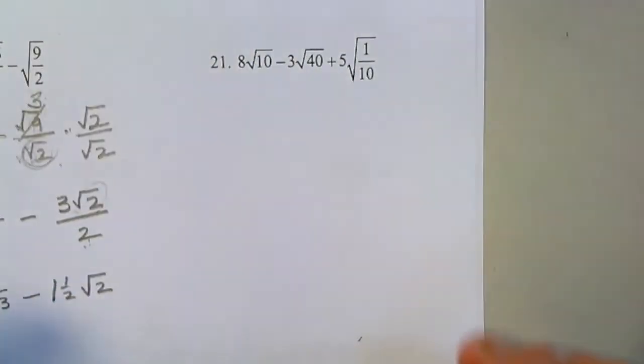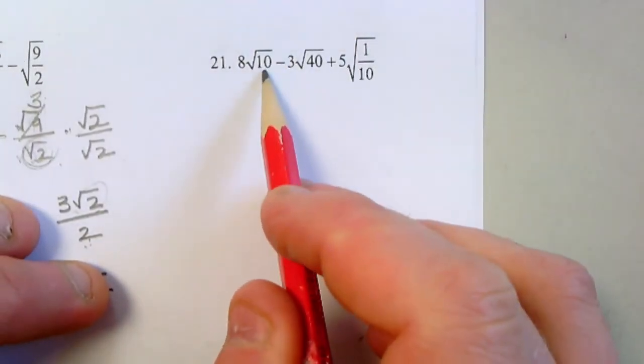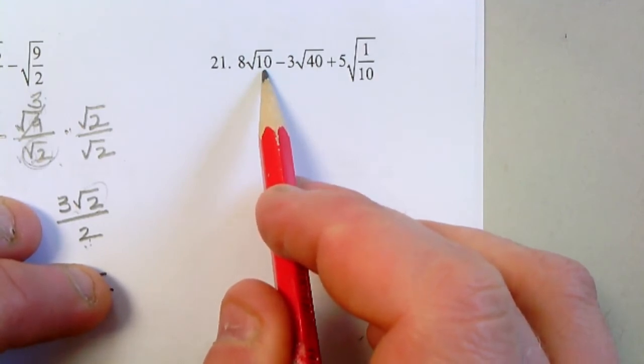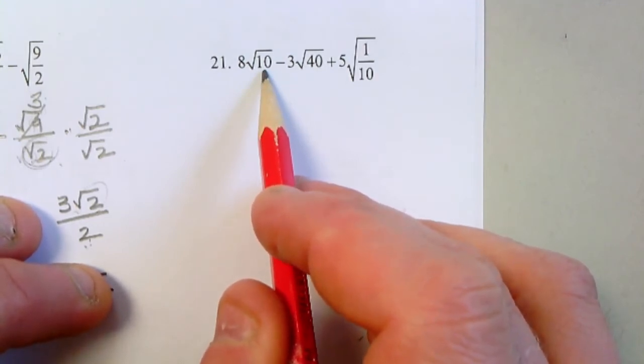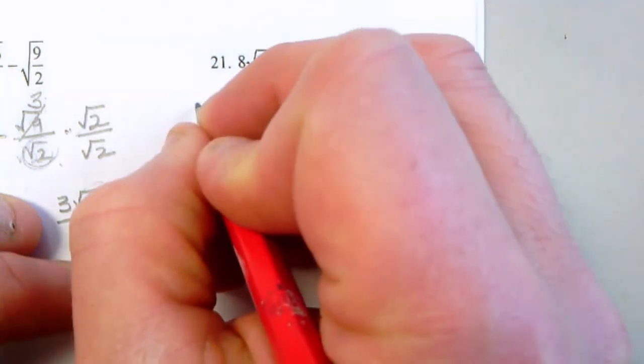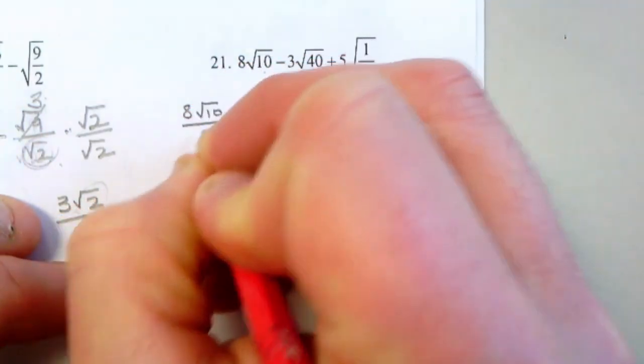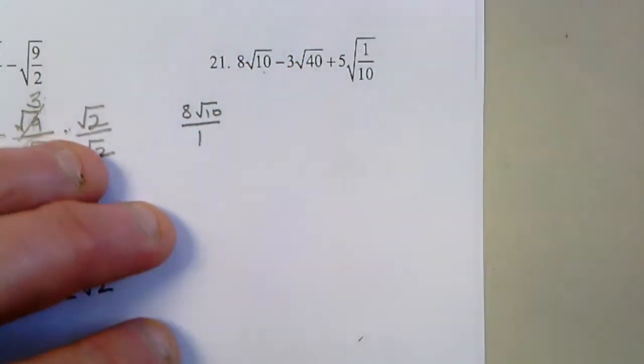Okay? So the first thing I'd check myself is this. Is there a perfect square that goes into 10? Does 4 go into 10 evenly? No. 9? No. And 16 is too large. So I'm going to leave it like this. 8 radical 10 over 1. Now, I'll show you why I'm doing it over 1 in a second.